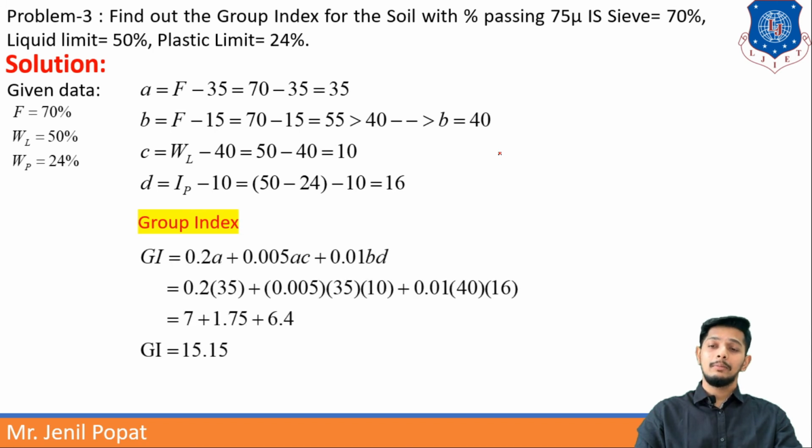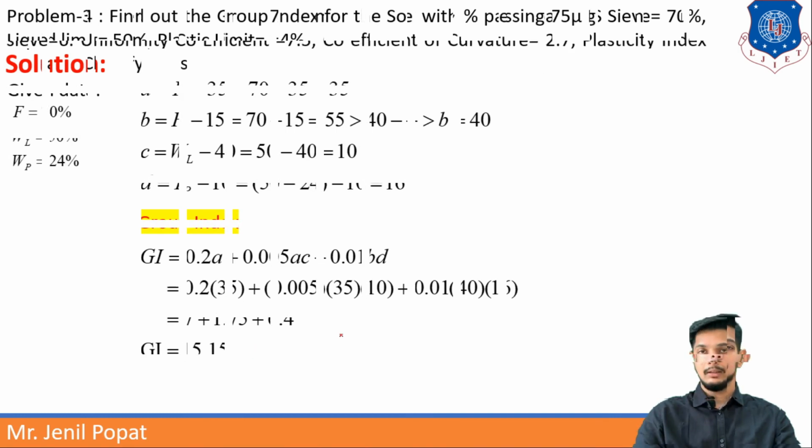The GI formula is 0.2A plus 0.005AC plus 0.01BD. So putting all the values in this equation, I can find the GI as 15.15.